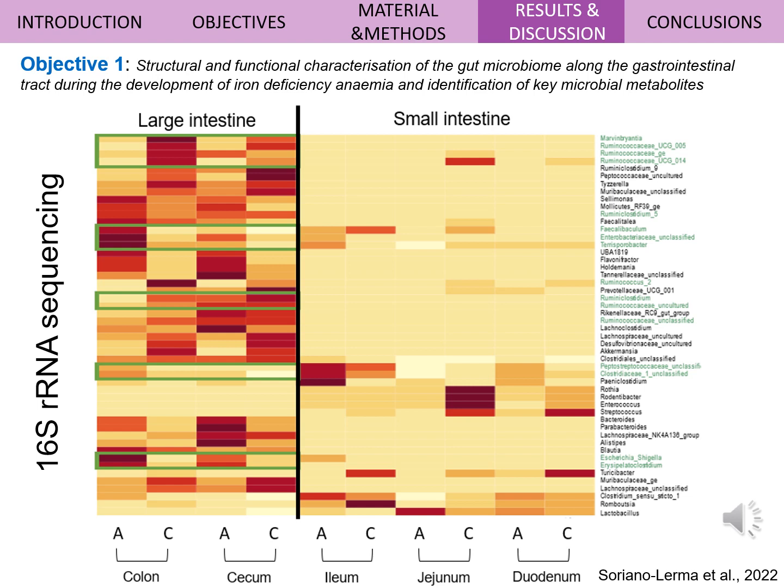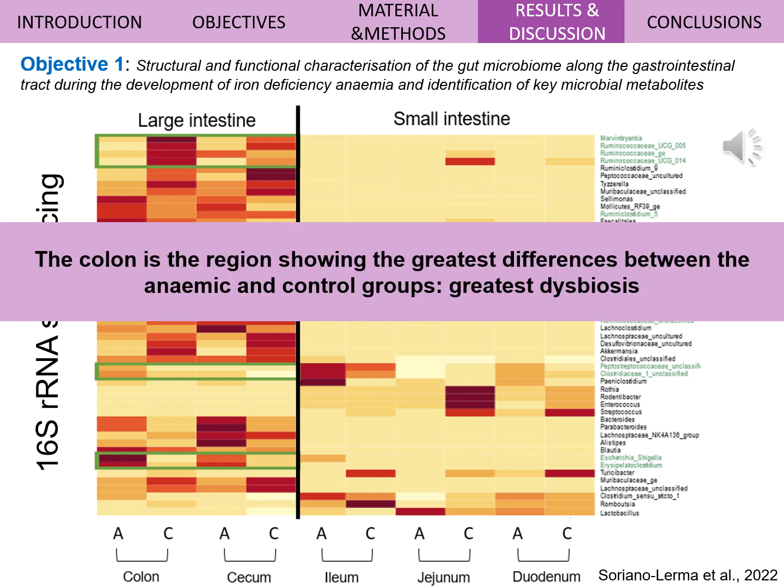Actually, if we focus on the highlighted genera in green, we can observe that there's a more drastic difference between the anemic and the control group in the colon compared to the cecum. So these results suggest that the colon is the region showing the greatest differences between the anemic and the control groups, and therefore the greatest dysbiosis.